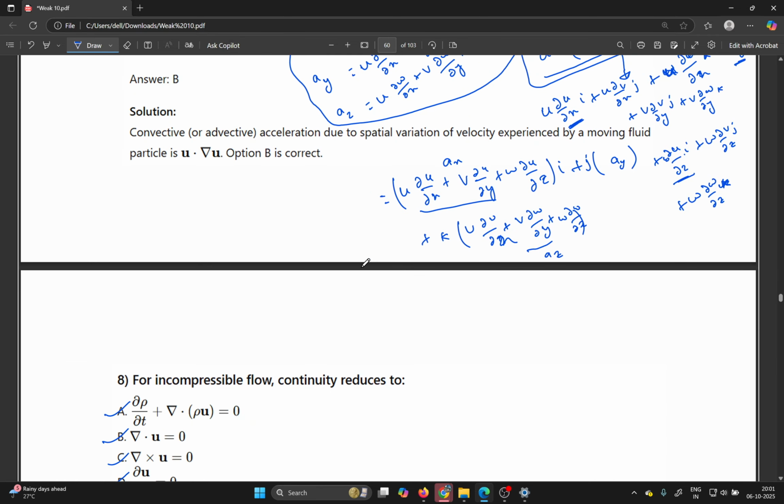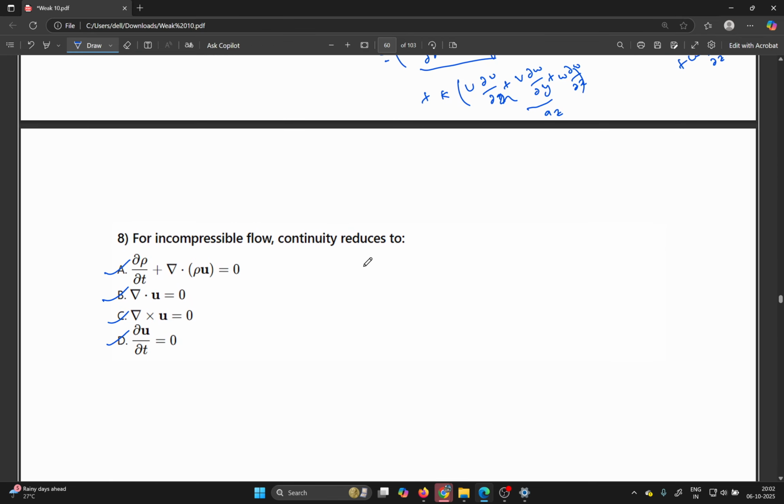So now let us move on to question number 8. Here again, for incompressible flow, the continuity equation reduces to, just think, the continuity equation reduced to.